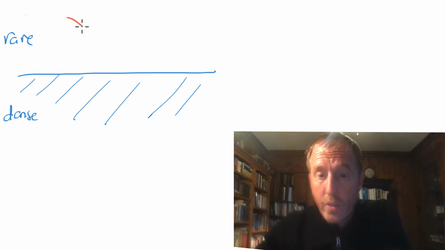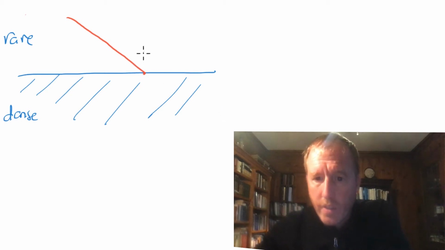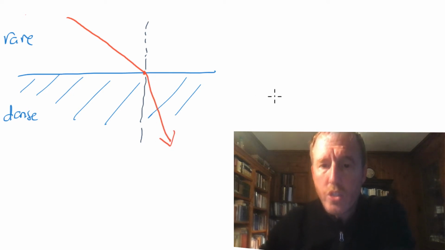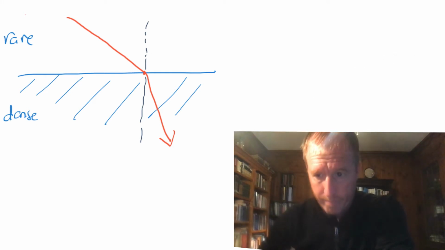And you're wondering about what happens to this light beam when it goes into the dense medium. He says if you were to draw a perpendicular or a normal, then the refraction would be toward the perpendicular if it's going into a denser medium.